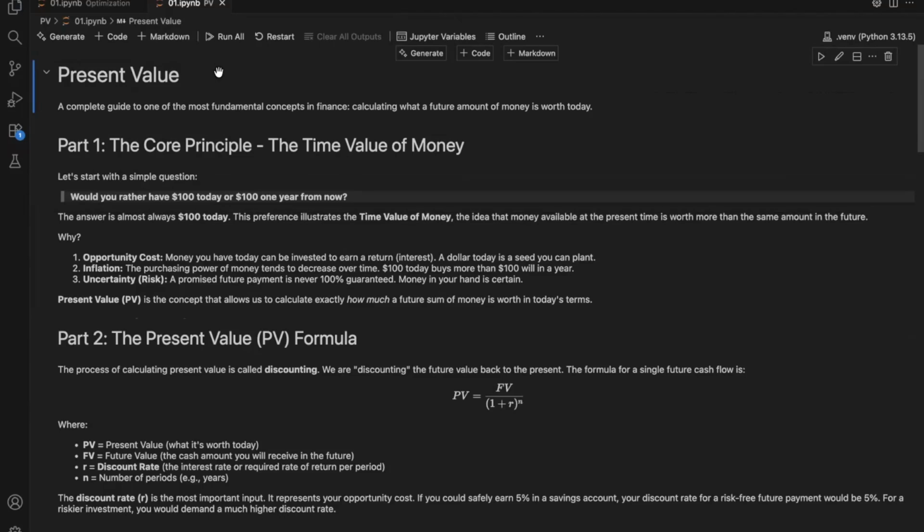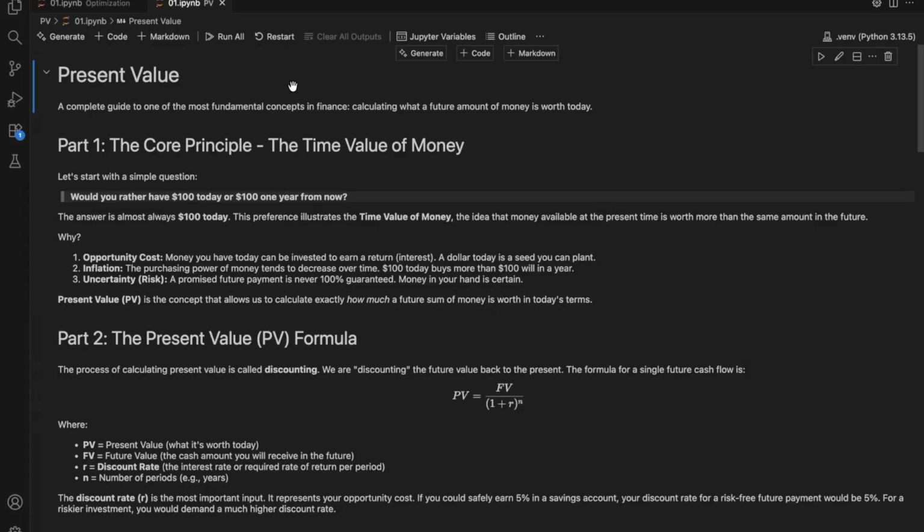Today, we are going to tackle one of the most fundamental concepts in all of finance, a principle that governs everything from your personal savings to multi-billion dollar corporate decisions. We are talking about present value. We'll start with a simple question, break down the core formulas, visualize the concepts with Python, and see how this one idea is used everywhere in the financial world.